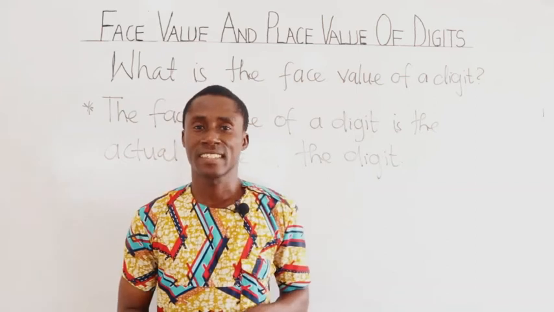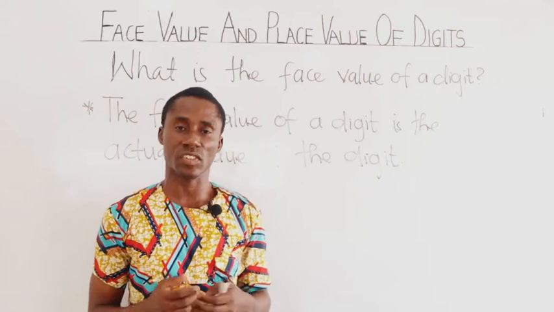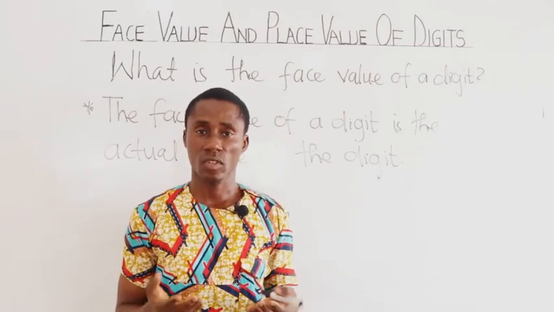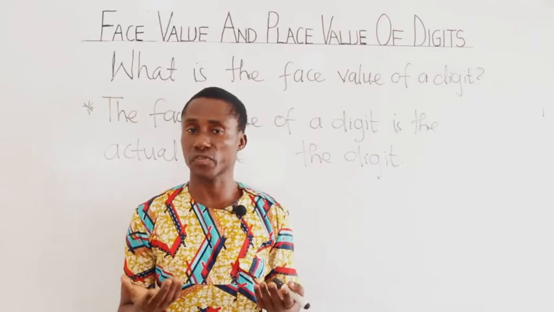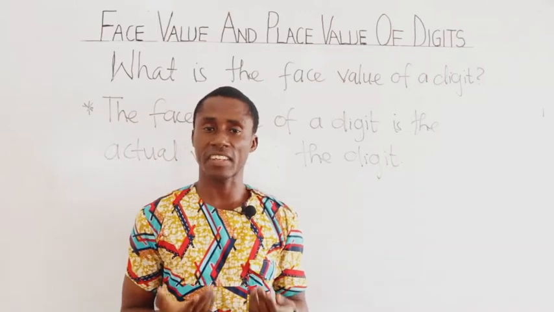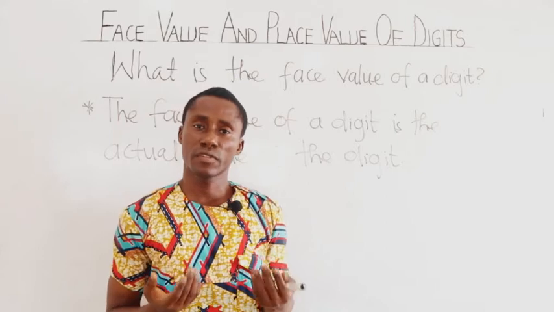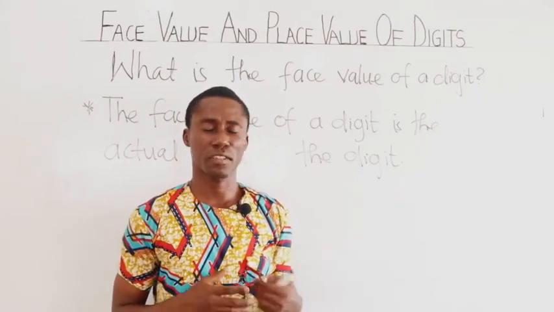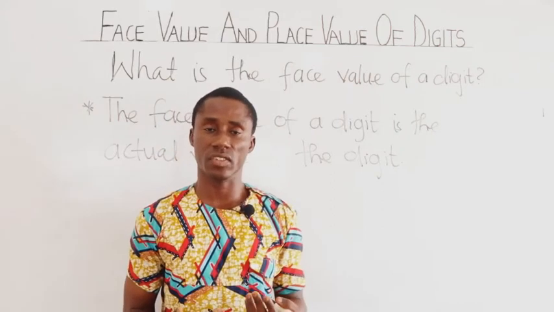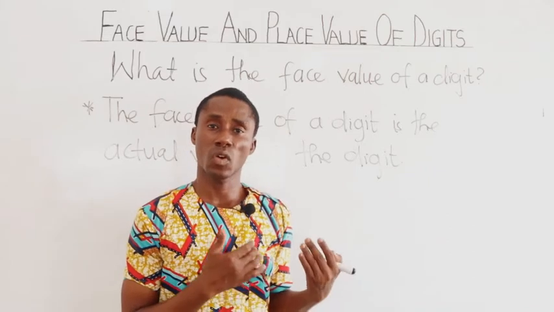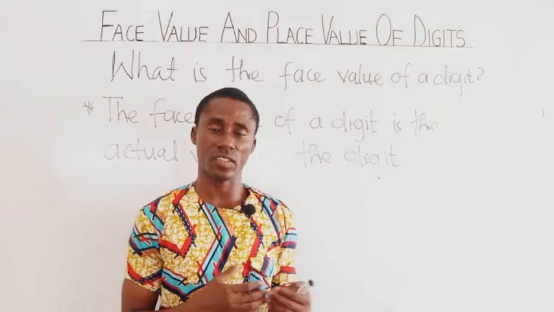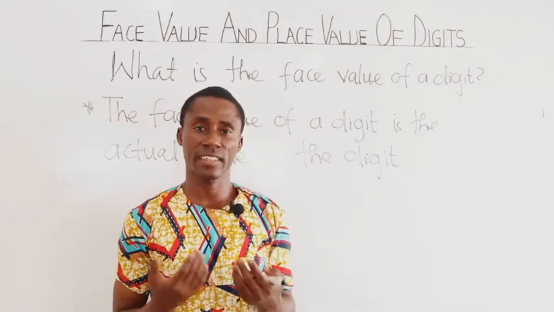So when we say what is the face value of a digit, what we are simply asking is how much is the digit, or how much does the digit stand for? We can also say how much does the digit represent? And the answer to that is the face value of a digit is the value of the digit. We can also say the face value of a digit is the actual value of the digit. And we can also say the face value of a digit is the real value of the digit.